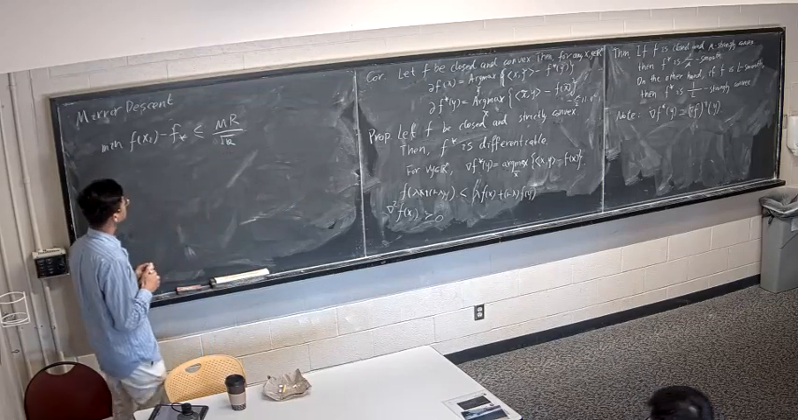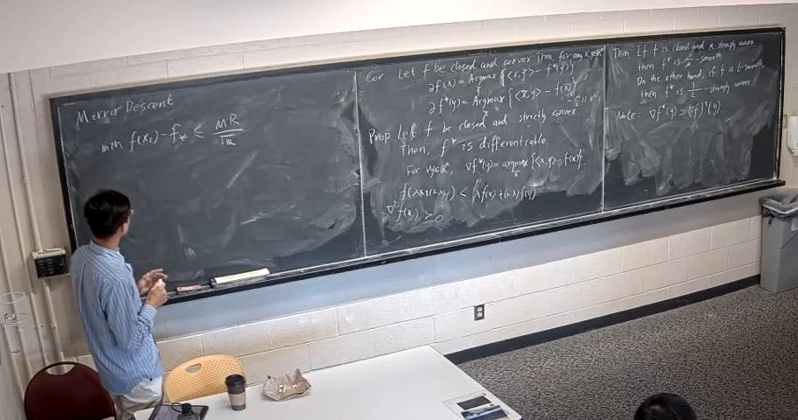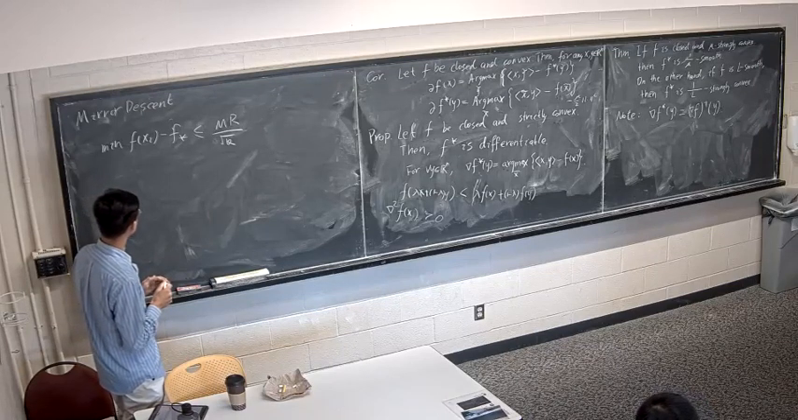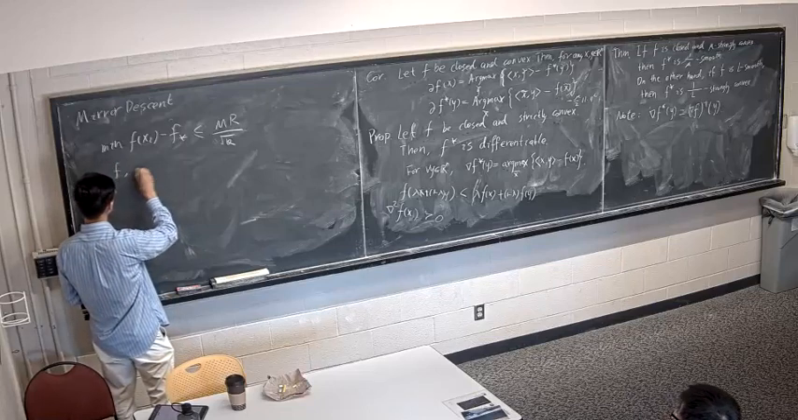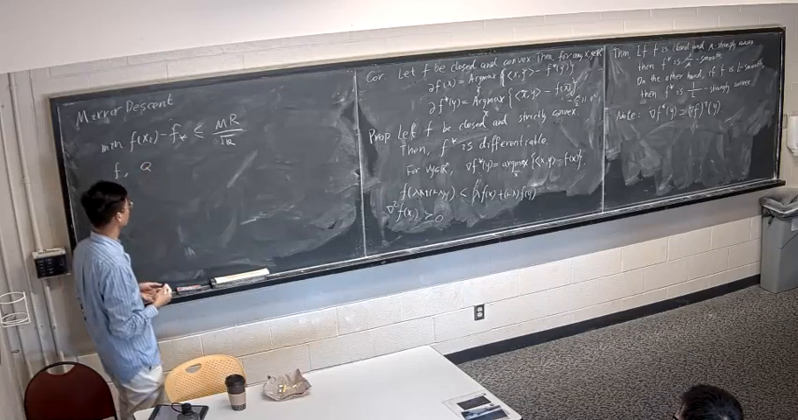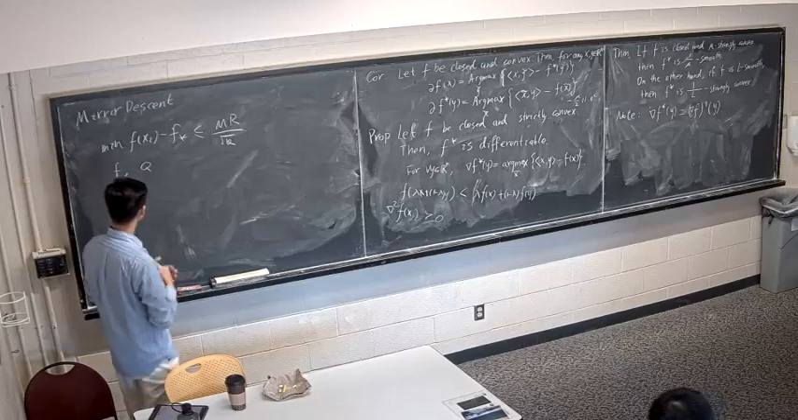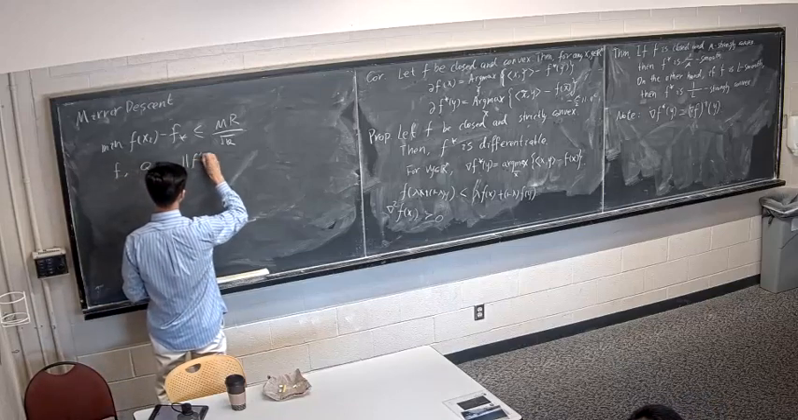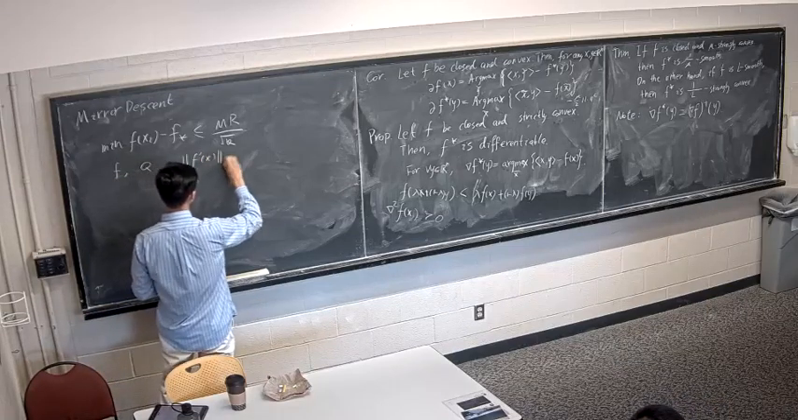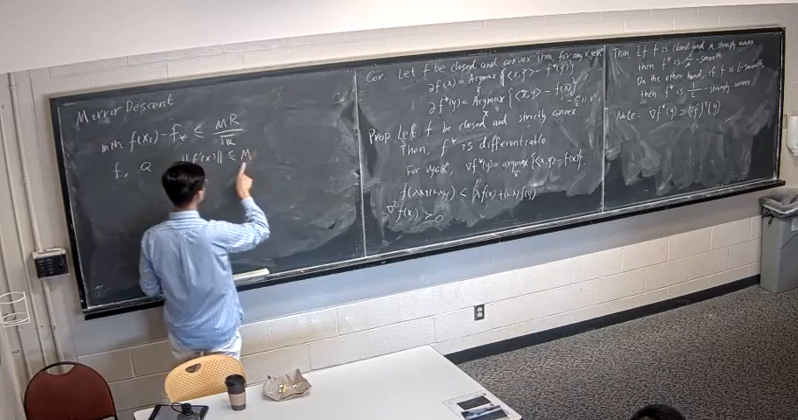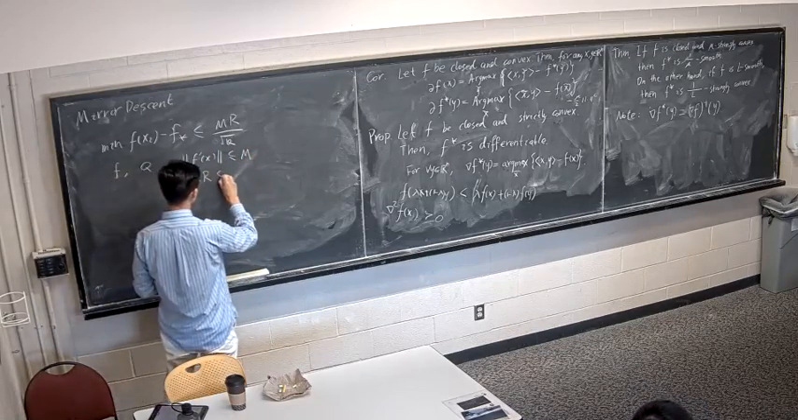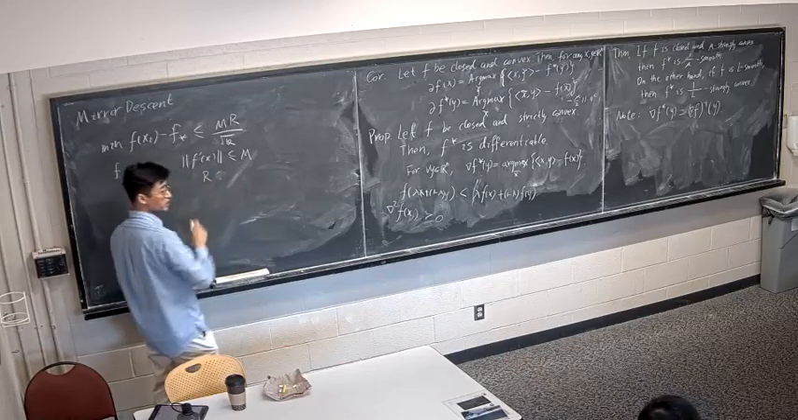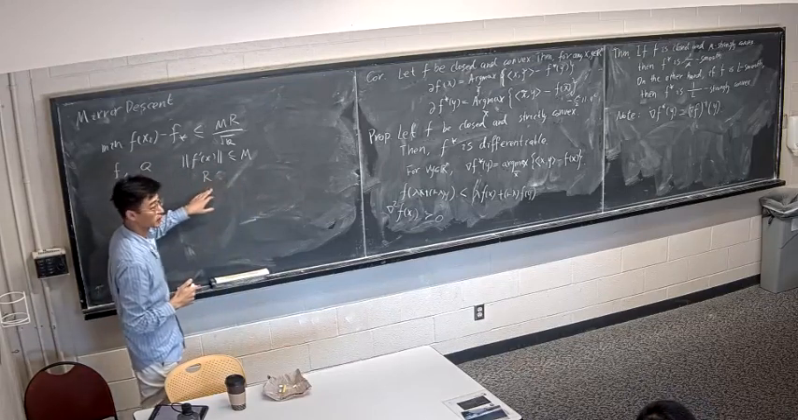But the reason why it's independent of dimension relies on a few facts. So the function f and the set Q need to be well-behaved. By that I mean for any point, the subgradient norm is bounded by M. This is independent of dimension. And also this R is independent of dimension. They're both just some constant.